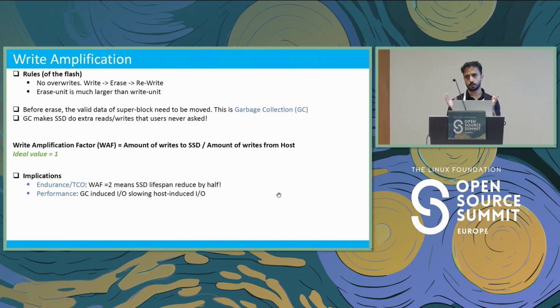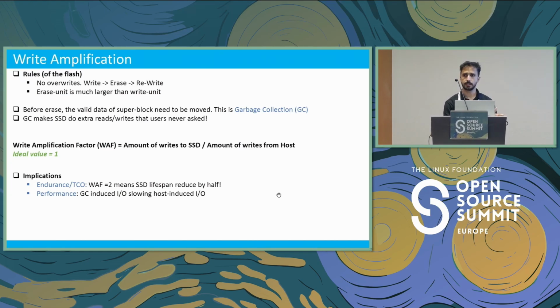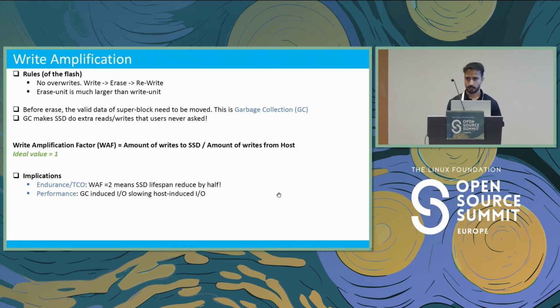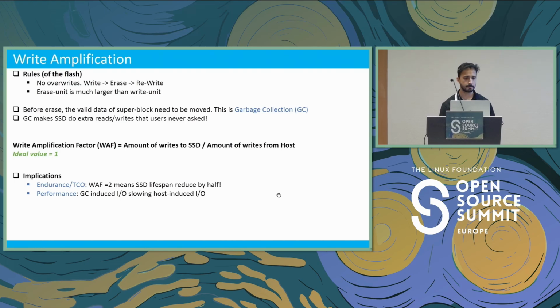To actually show this problem, there is this thing called write amplification factor. This is a ratio of the writes which actually happen to the SSD divided by the writes that you ask the SSD to do. In the ideal case, both would be the same and you will get a value of 1. And if it is 1, that's awesome. Nothing to improve, everything is perfect, right? But that may not be the case.